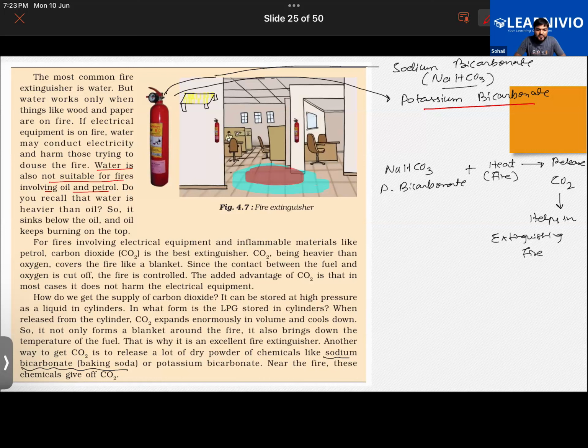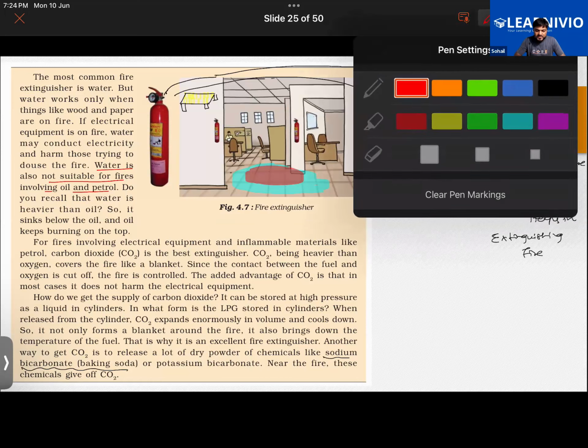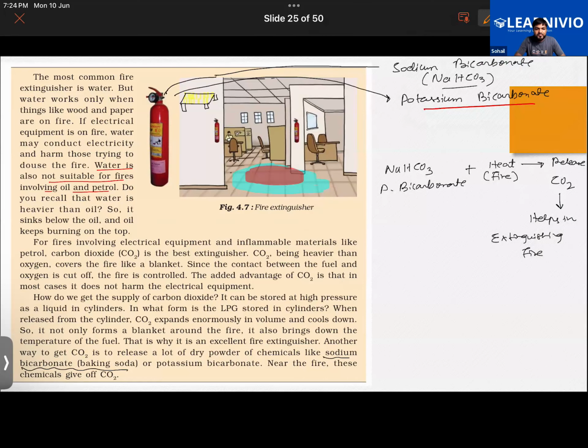Okay. Furthermore, we are going to do some questions from this chapter. Before we do that, you guys tell me, what is the unit of calorific value?